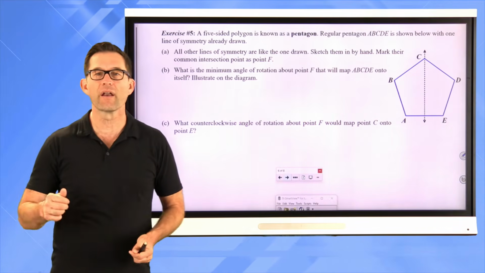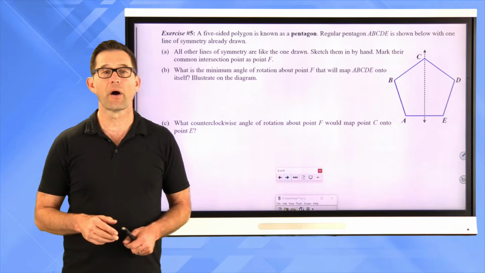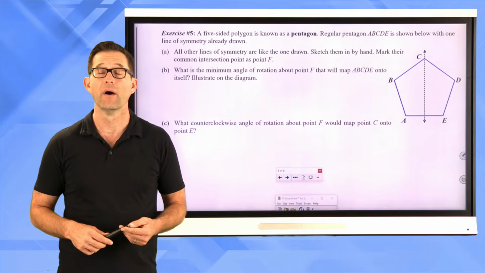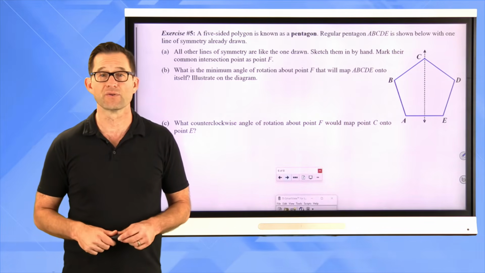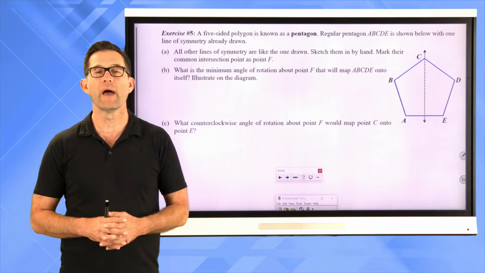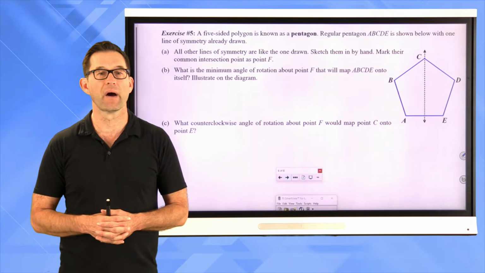Okay, we keep moving on up, right? So we did a 3-sided regular polygon, a 4-sided regular polygon, and now we move up to a 5-sided regular polygon, also known as a pentagon. Let's take a look at exercise number 5. A 5-sided polygon is known as a pentagon. Regular pentagon ABCDE is shown below with one line of symmetry already drawn. Letter A. All other lines of symmetry are like the one drawn. Sketch them in by hand. Mark their common intersection point as point F. All right, why don't you go ahead and sketch all other lines of symmetry in by hand.